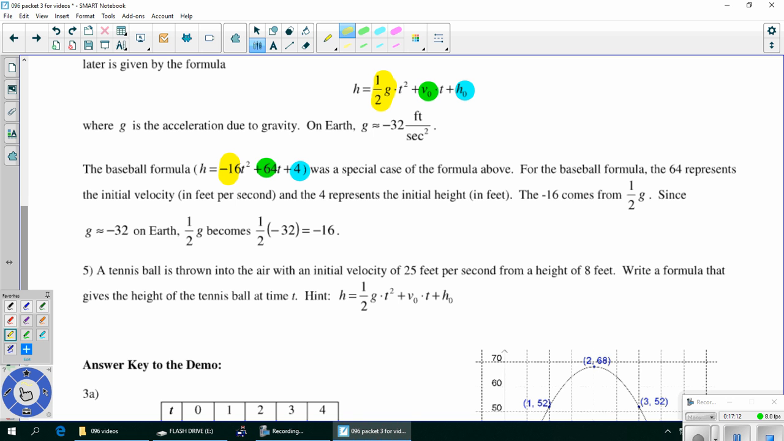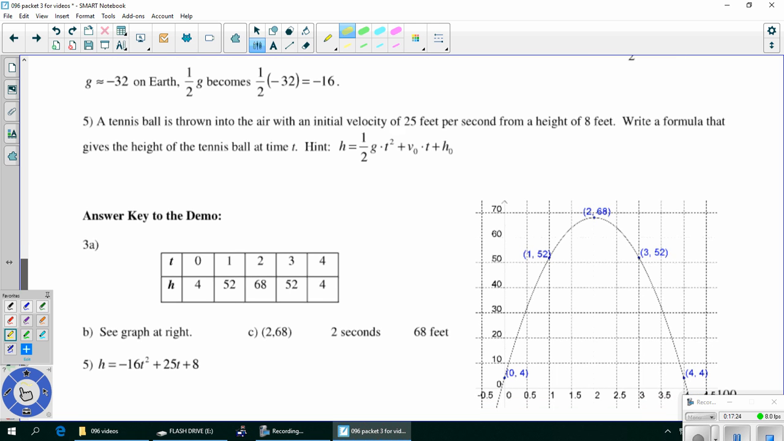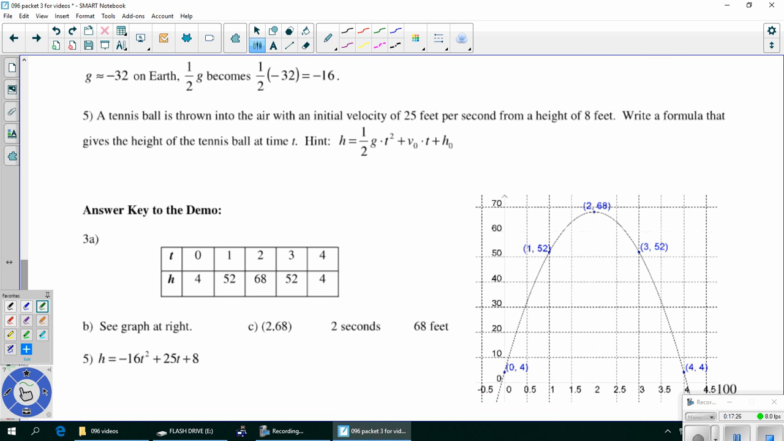Okay, so number 5, let's see if we can apply this formula in a slightly different context. A tennis ball is thrown into the air with an initial velocity of 25 feet per second from a height of 8 feet. Write a formula that gives the height of the tennis ball at time t, hint, the formula that we saw up above. Okay, let's start identifying things. This 25 feet per second is the initial velocity in our formula that is symbolized v sub 0. The 8 feet is the initial height in our formula that's symbolized by h sub 0.